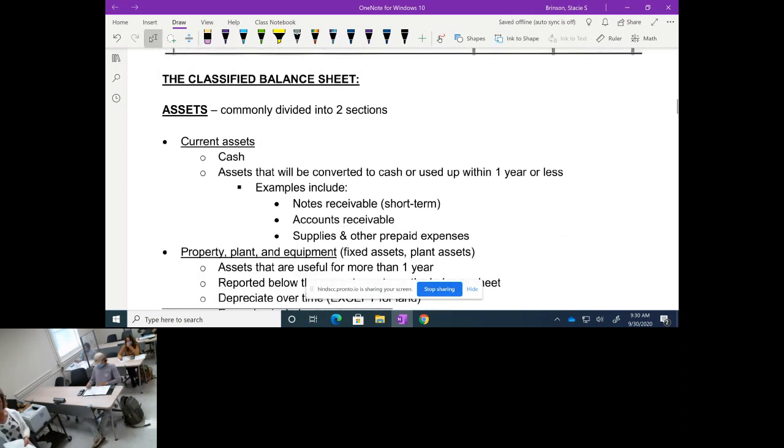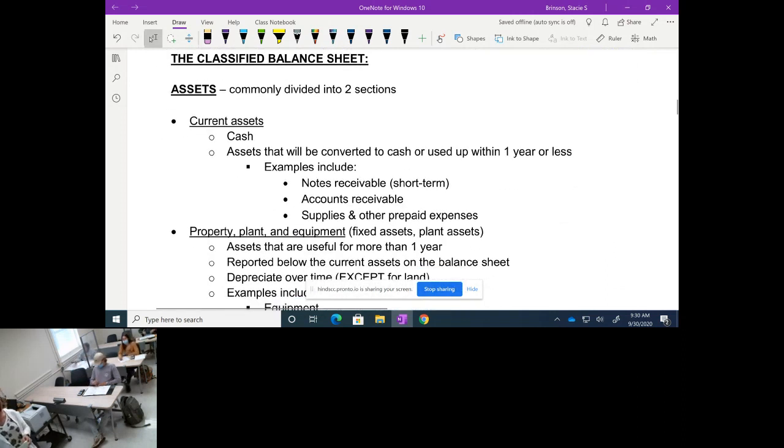All right, so the thing we're learning today about the balance sheet is these classifications. Because what we've done so far is just general classifications: assets, liabilities, owner's equity. But when you have a variety of different kinds of assets, we're gonna categorize them to separate them. So the first one is current assets. Current assets are any asset that will be converted to cash or used up in a year or less. Some of those are accounts receivable, supplies, prepaid expenses like insurance or rent.